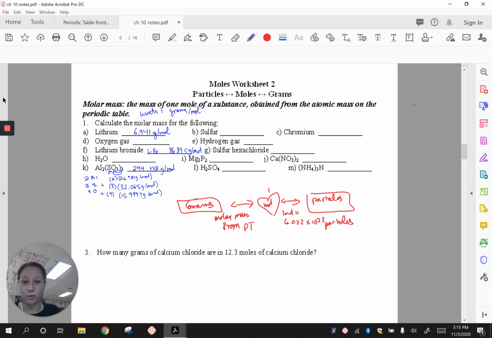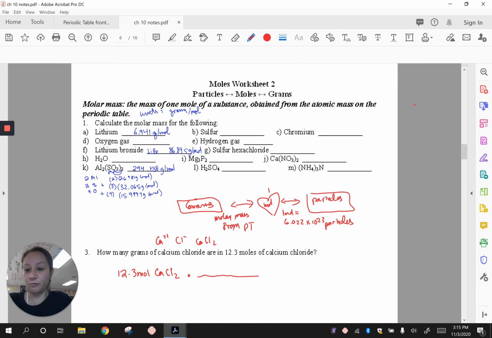Okay, so let's try this one here. It says, how many grams of calcium chloride are in 12.3 moles of calcium chloride? So first of all, we need to figure out what calcium chloride is. Calcium chloride is ionic. Calcium ion is 2 plus, chloride ion is -1, so it's CaCl2. So the first thing you want to do is write down what you have. So 12.3 moles of CaCl2.